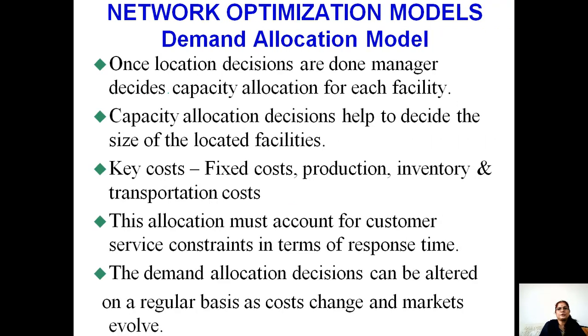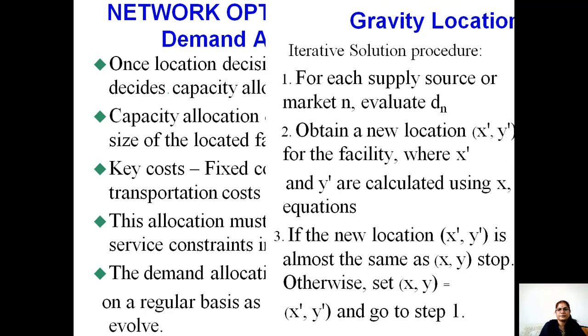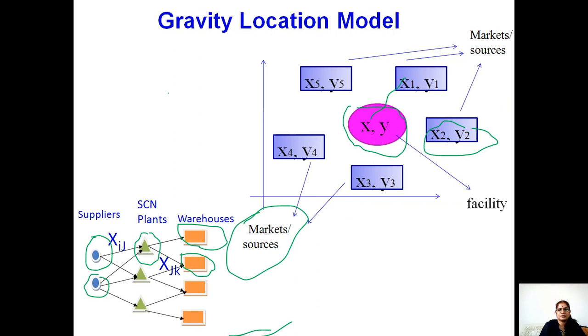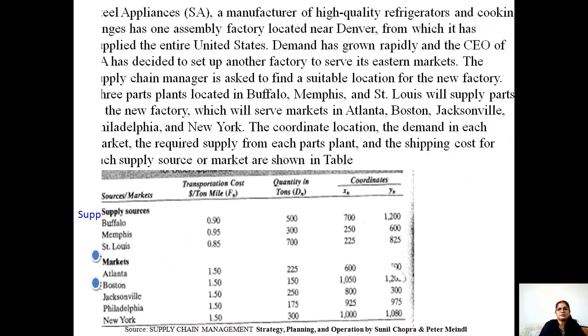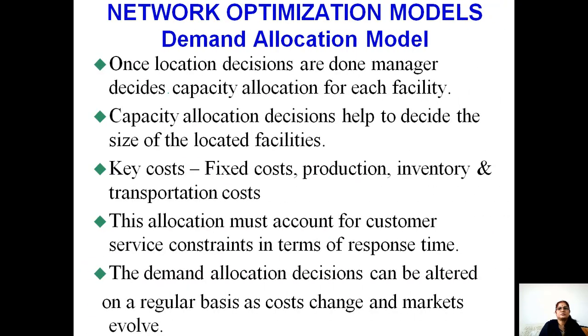Now we will move on to the next model, that is the demand allocation model. Once location decisions are done, so once this facility is located, further, if we move, the demand allocation needs to be done. The next task for the manager is to decide capacity allocation. In the sense, now the facilities are already in place. We have to decide the size of the facility, in the sense how much to be produced.